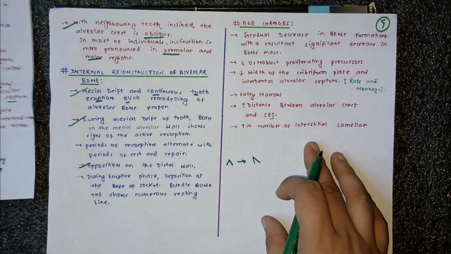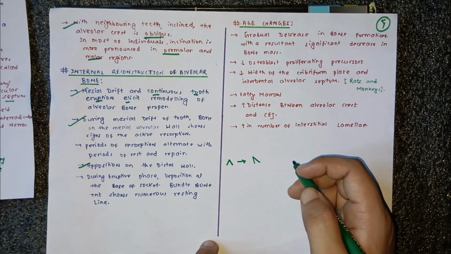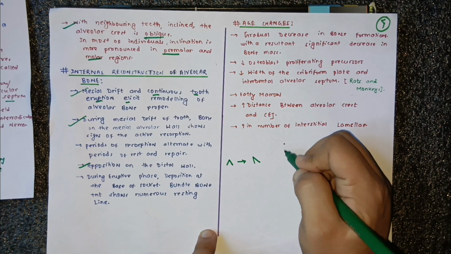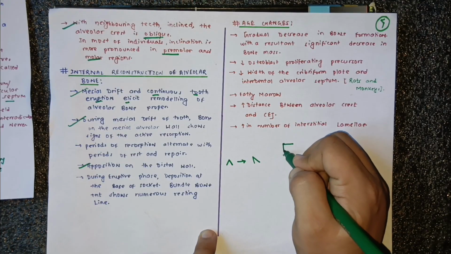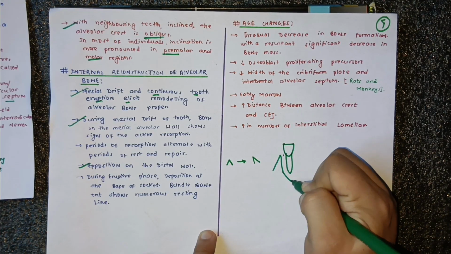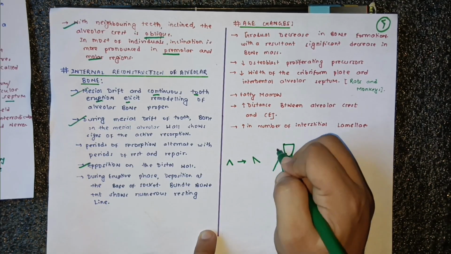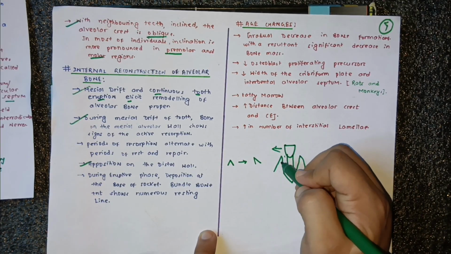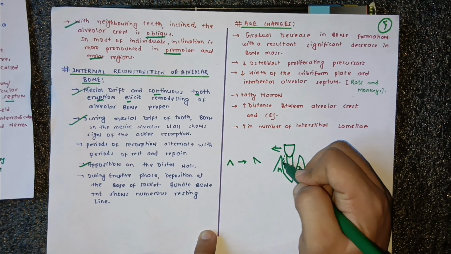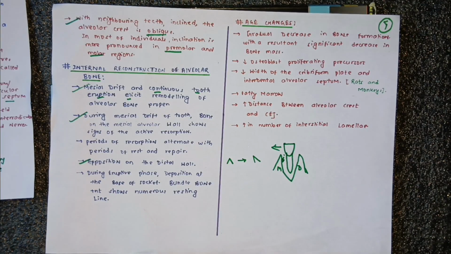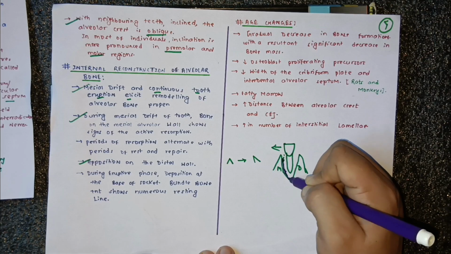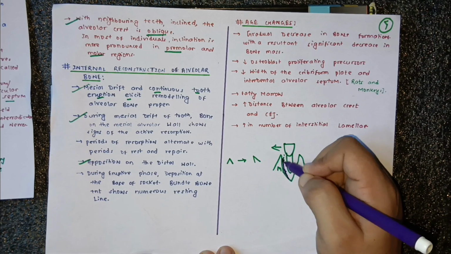In this picture, I'll draw a schematic diagram here. If this is a lateral incisor, and this is the alveolar bone here, and if the tooth is drifting towards this side, then this is the mesial wall and this is the distal side. In this wall, I'll draw with another pen, we can see resorption here.